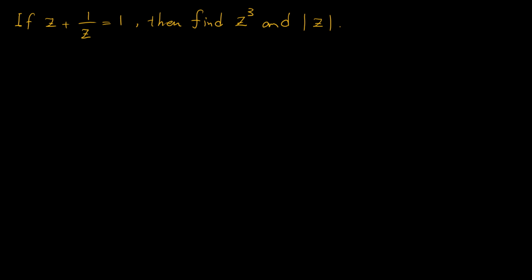In this video, we want to solve some equations in the complex numbers. These equations are a little tricky. The first equation is this: if z plus 1 over z equals 1, then find z to the 3 and absolute of z.